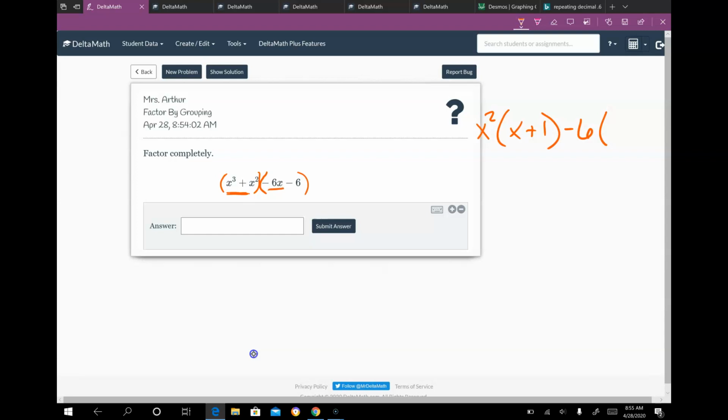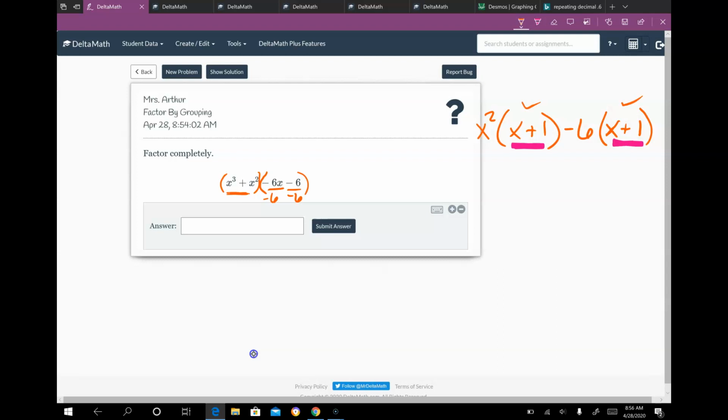So negative 6x divided by negative 6 is just a positive x. Negative 6 divided by negative 6, that is a positive 1. Okay? Now, the great thing about factor by grouping is after the first step, you can check yourself. What's in parentheses needs to be alike. If it's not, you did it wrong. Okay? Mine are alike, so we're good.